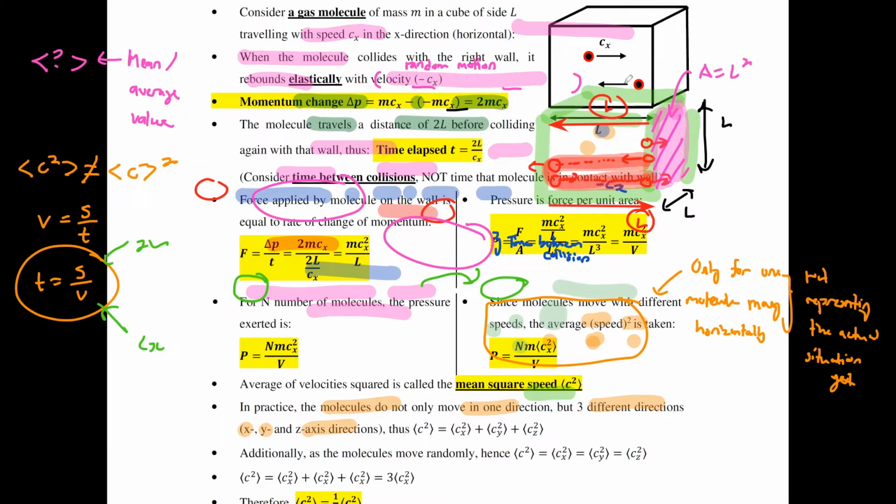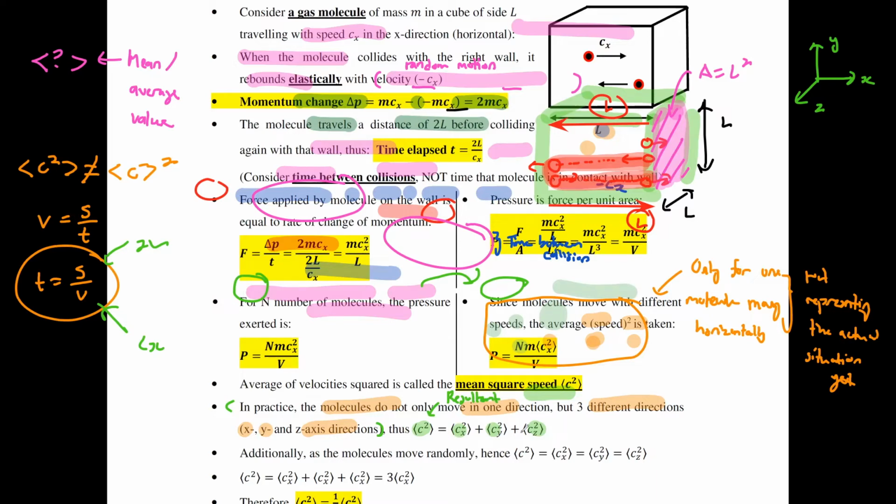Meaning to say, if you look at your diagram right now, this one is your x direction, this one is your y direction, and this one is your z direction. So your molecules could be moving in any of these three principal directions. Because of this, you can say that mean square speed is equal to mean square speed in the x direction plus mean square speed in the y direction plus mean square speed in the z direction. You can think of this as something like the resultant.